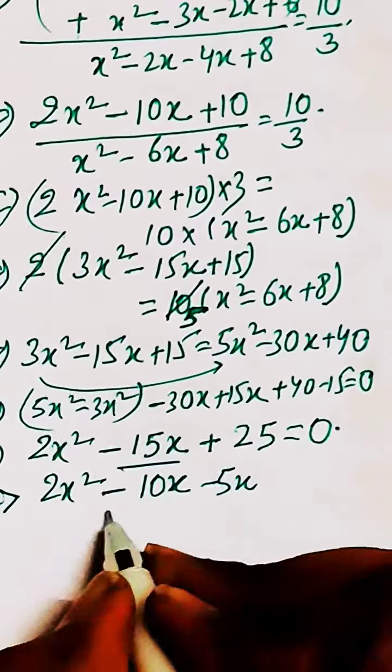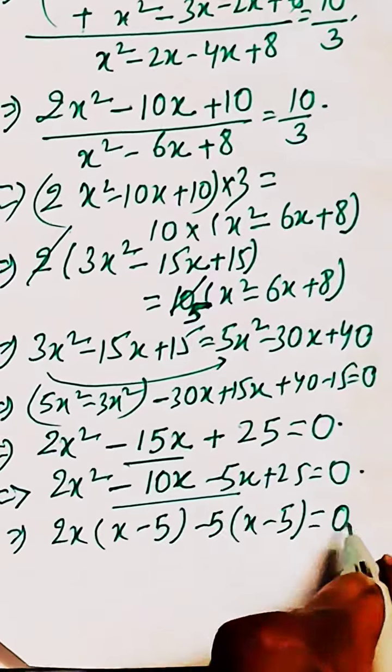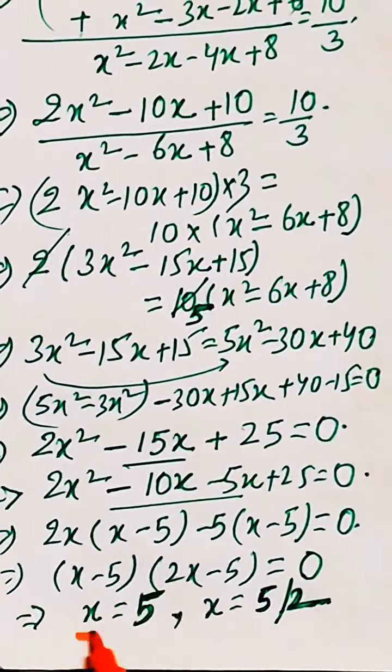Just expand the middle term minus 15x as minus 10x and minus 5x, which will give you the value of x as equal to 5 and 5/2.